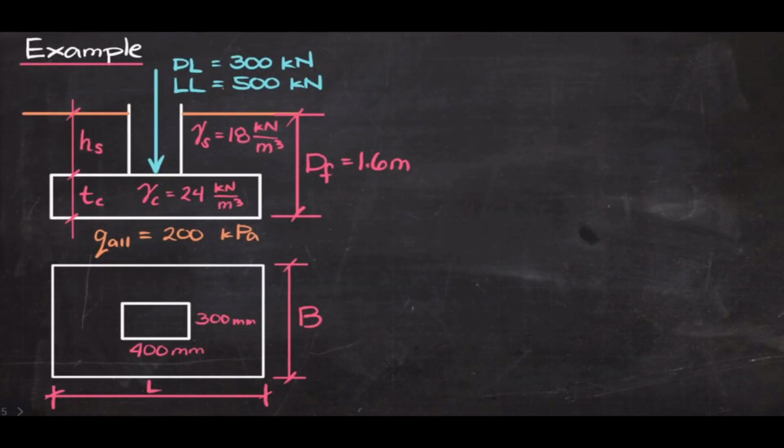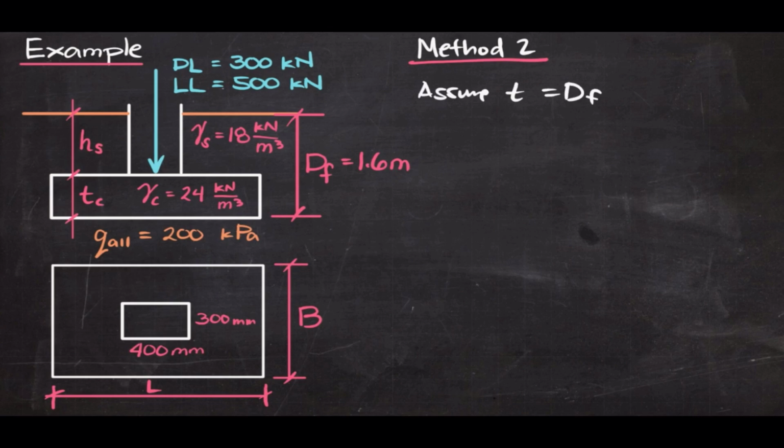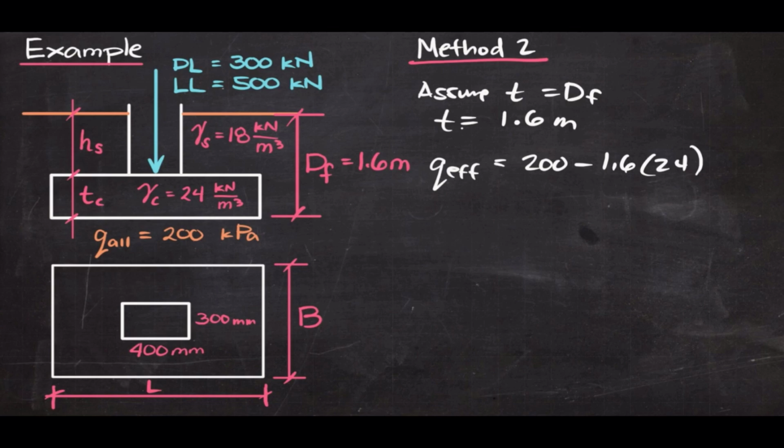Now, let's repeat the problem, but this time, let's use the second method. The second method is we assume a thickness for the footing. Now, let me assume T is equal to Df. That means that T would be 1.6 meters. Because of that, I can solve for the effective soil-bearing capacity. This would be 200 minus 1.6 times pure concrete, which has unit weight of 24 kilonewton per cubic meter. This will give me 161.6 kilopascals. Okay, now my contact pressure should be less than this value.